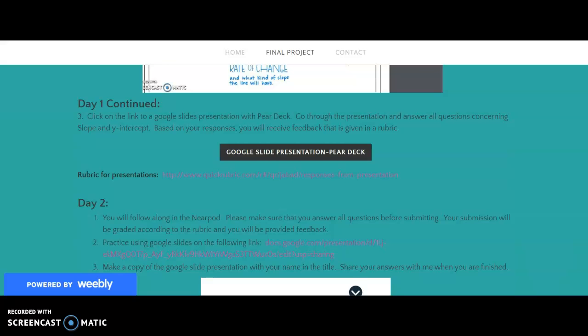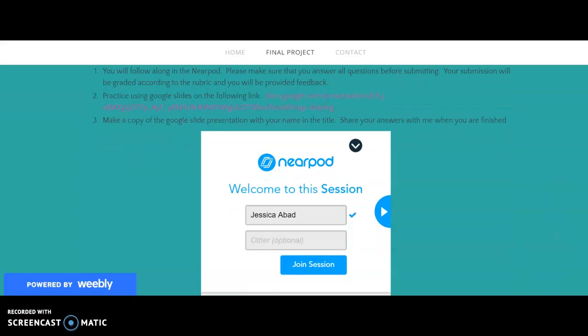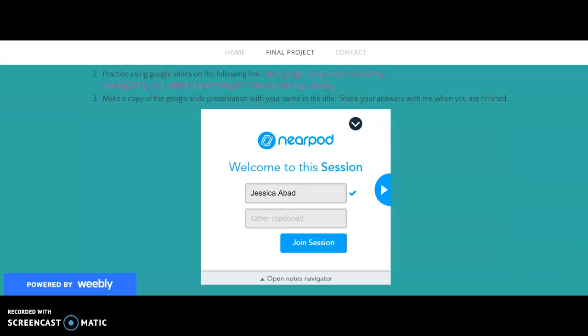For day 2, they're going to follow along with the Nearpod. They're going to answer some questions throughout the Nearpod. They'll go through maybe 1 or 2 slides, and they'll have some questions that they're going to answer that will also provide feedback through a rubric. And then the second thing they're going to do on day 2 is go through a Google Slides presentation. This Google slide actually has some examples and classwork that they're going to do.